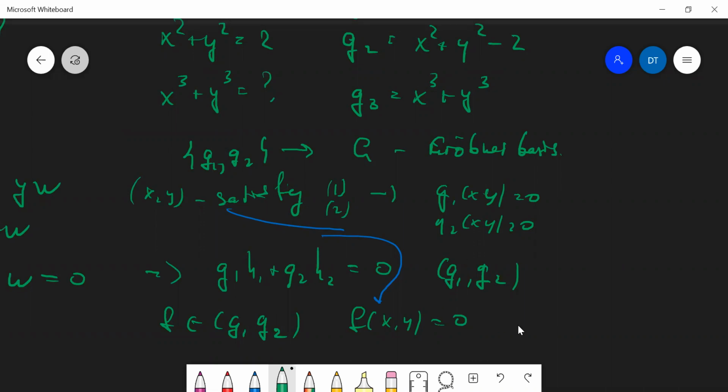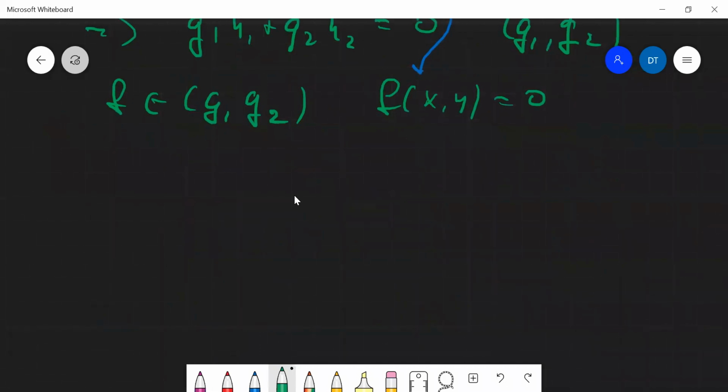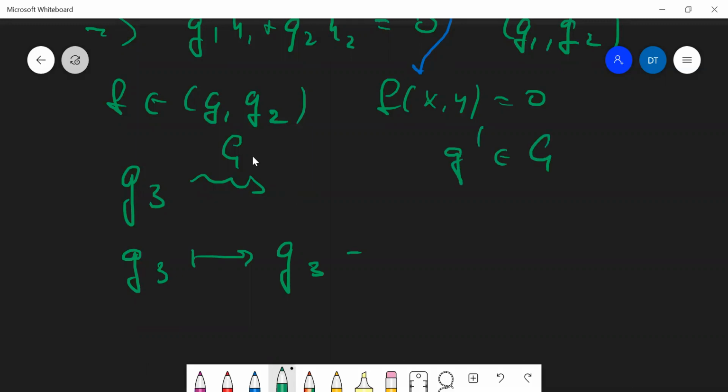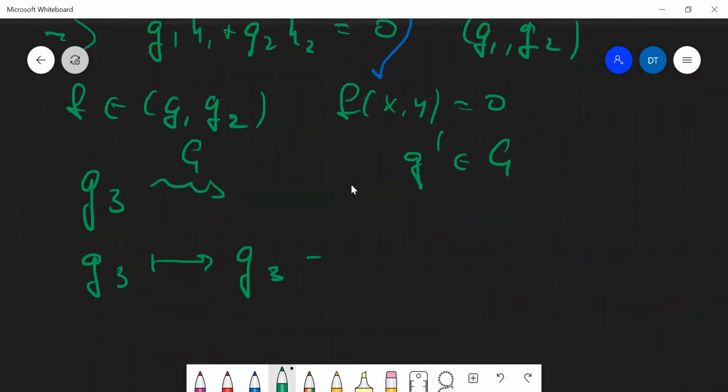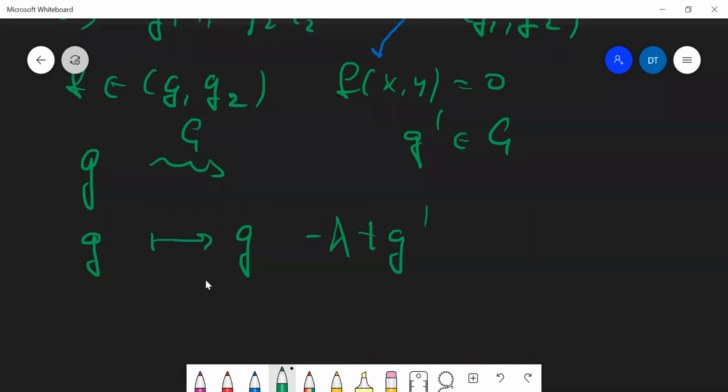Okay, now let me explain why I need all of this. What I'm going to do next is consider a reduction of g3 with respect to the Gröbner basis. But what does reduction do? Reduction replaces g by g minus g prime, where g prime is a combination of the basis polynomials. I don't want to name it g3, let's say just g, because I want to reserve g3 for a different polynomial. You will get some polynomial, let's call it h. But in this case, g(x,y) is equal to h(x,y), where x and y are the solutions of 1 and 2.